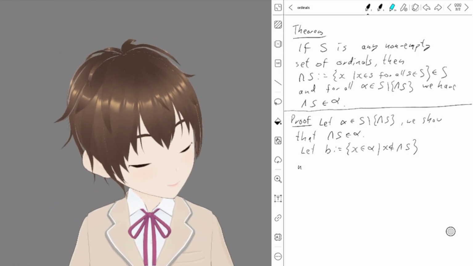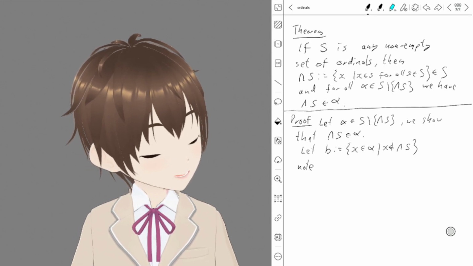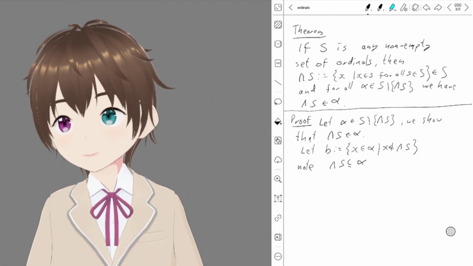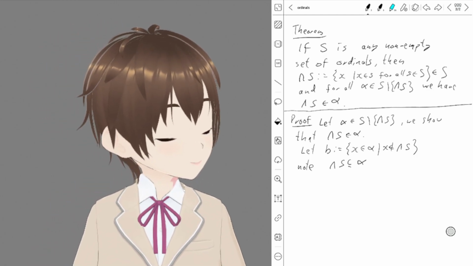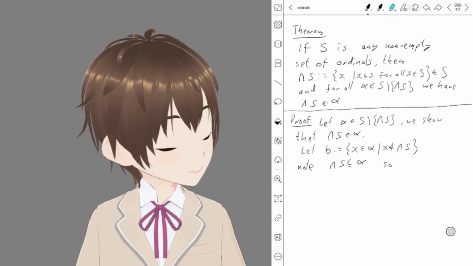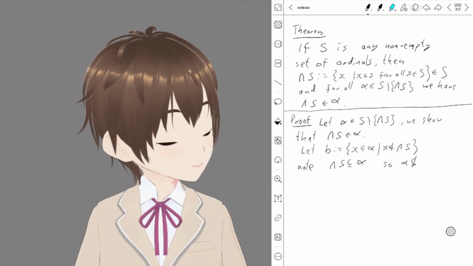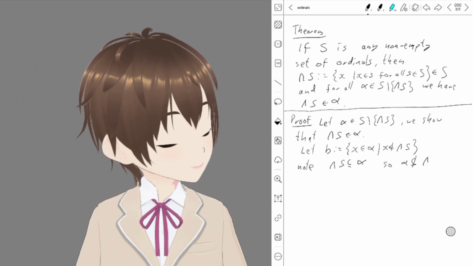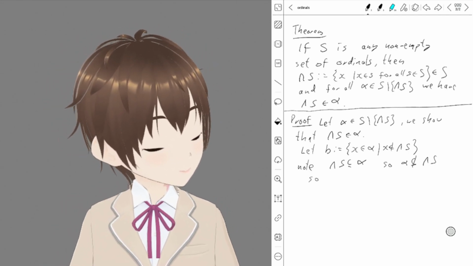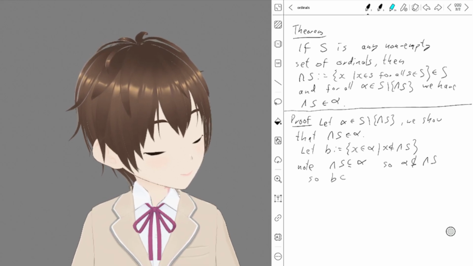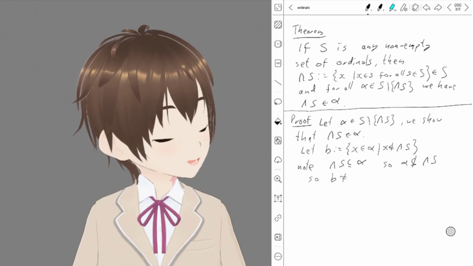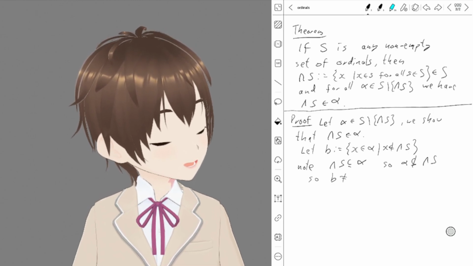So note the intersection of S is a subset of alpha, because alpha is an element of S, and that's the definition of the intersection. So because alpha is not equal to the intersection, I know that alpha is not a subset of the intersection, which means B is not empty. Because if B was empty, then we would conclude that alpha is a subset of the intersection.